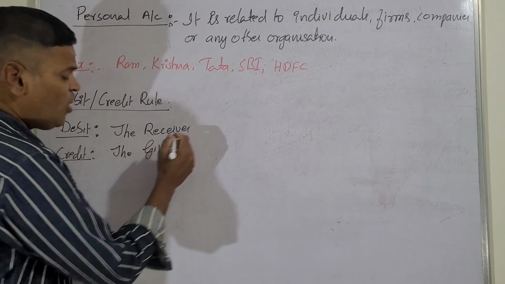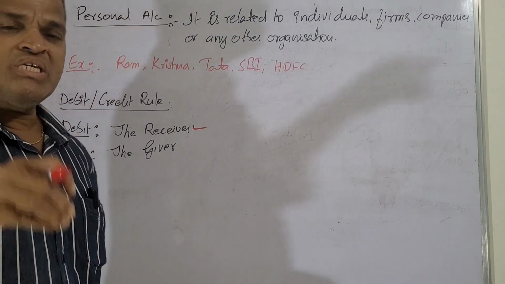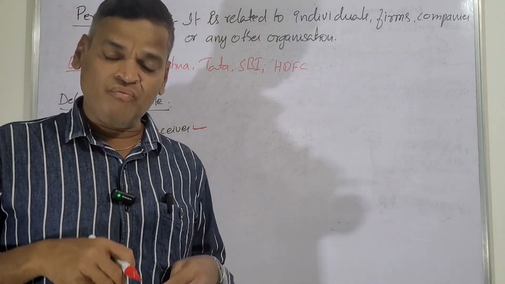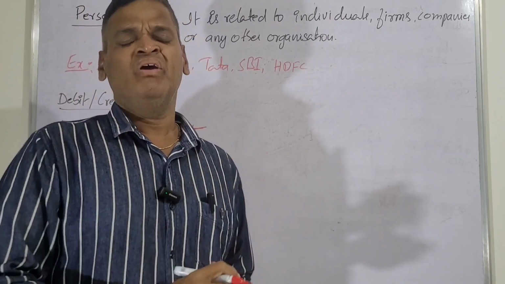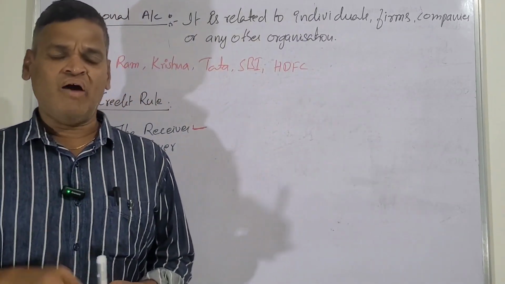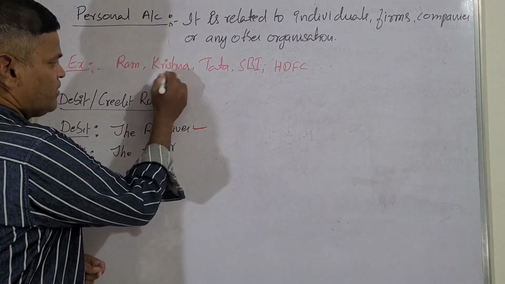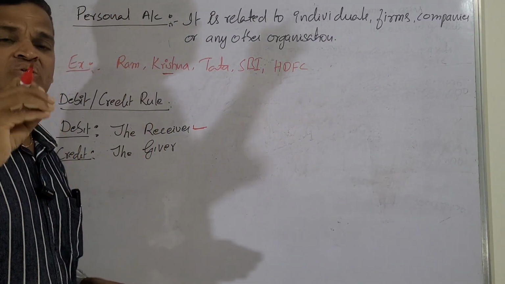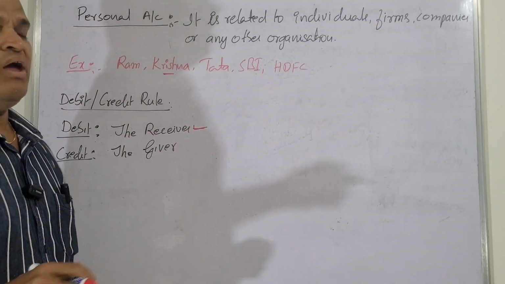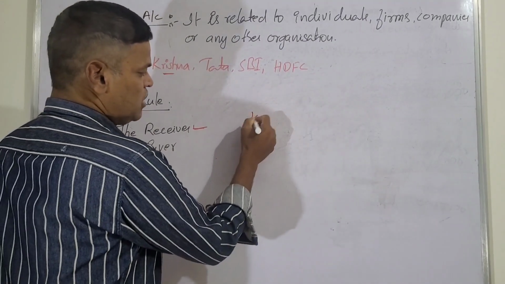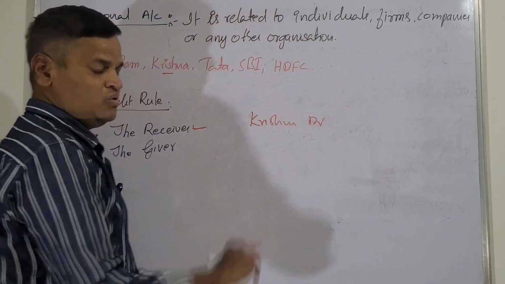Debit the receiver. What receiver? Benefit receiver, meaning who is receiving the benefit from our firm or our business. That account should be debited. What does it mean? Suppose our business has paid cash to Krishna. In this transaction, Krishna is receiving the benefit, and so we have to debit Krishna account.